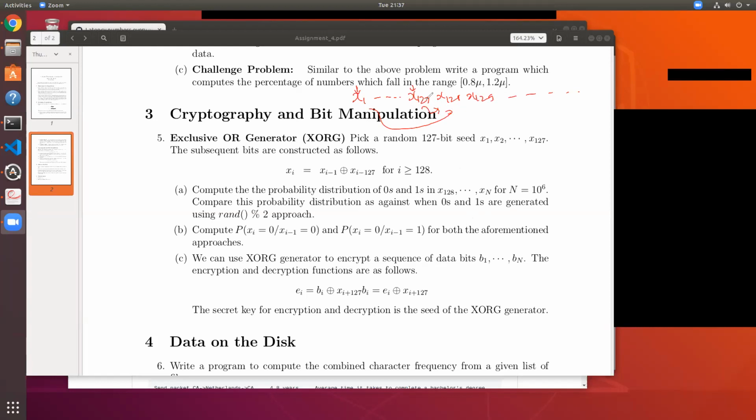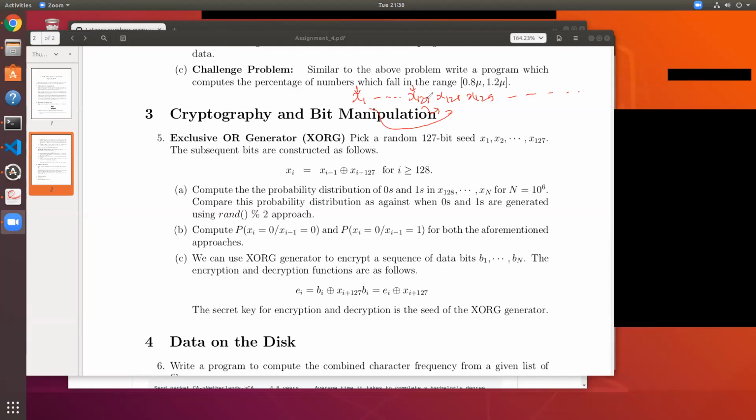Basically you keep two fingers and keep moving them, and whatever two bits your fingers are pointing to right now, you take an exclusive OR of them and generate the current bit. Yeah, that's true. We just need to maintain 128 bits at a time, and we output the newly generated bits.